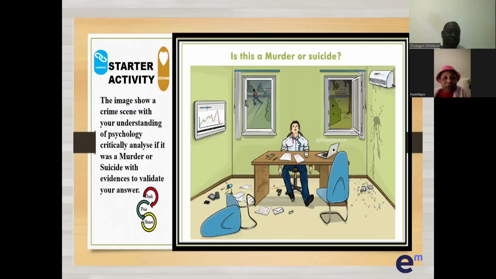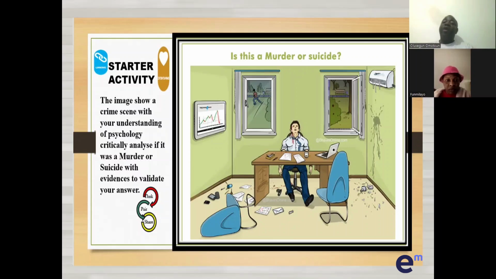Yeah, because I can see the blood on his neck, then broken bottles, chairs, and some things are spilled on the floors. Okay. Fine. That's a very good response from you. As I told you, it's just a starter activity, just to encourage you into psychology. Basically, one of the things psychologists help us to do is to enhance our observational skill.